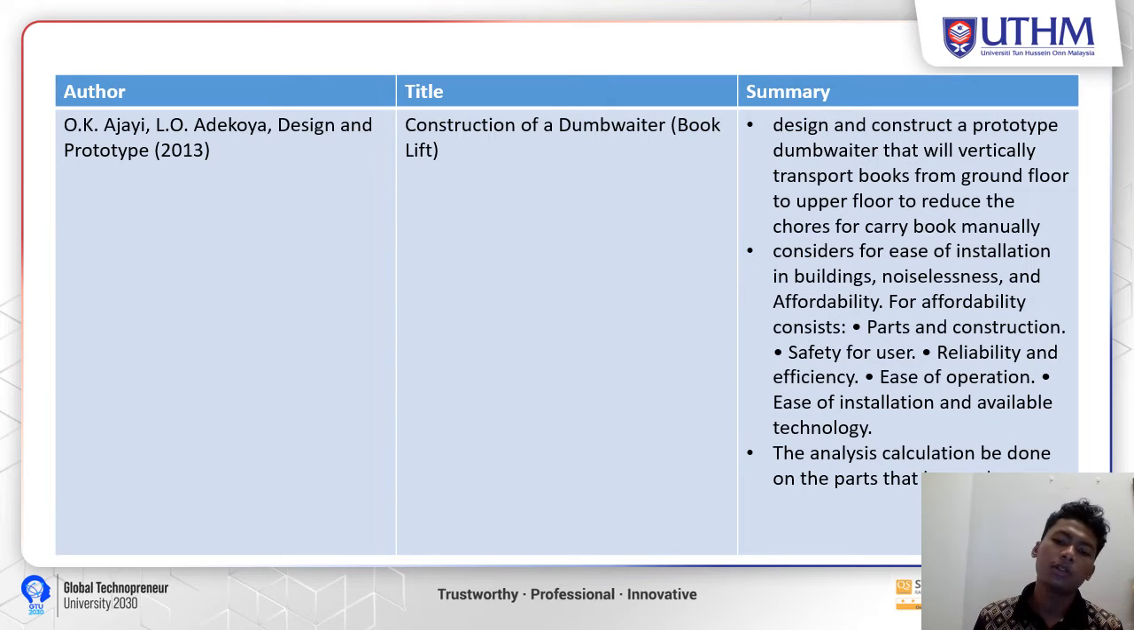The scope of this project covers ease of estimation in the building, noisiness, and affordability, which consists of part and construction, safety for the user, reliability and efficiency, ease of operation, ease of installation, and available technology. The analysis and calculation will be done on the parts that we use.